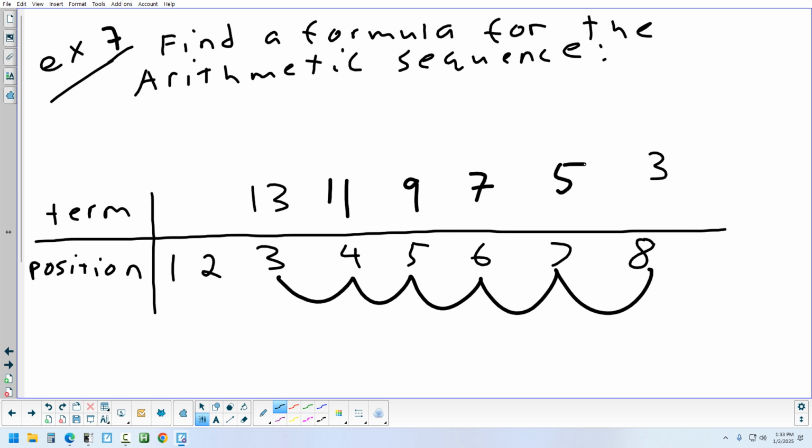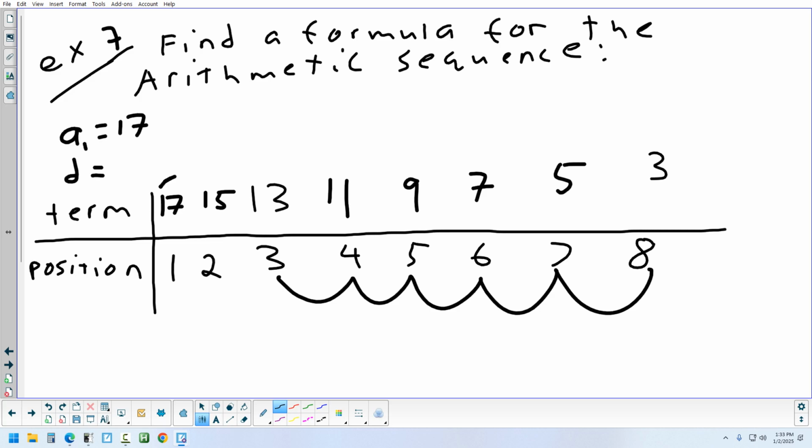So what's the second term going to be? 15. And the first term? How much is it? 17. Okay, so we got the first term.